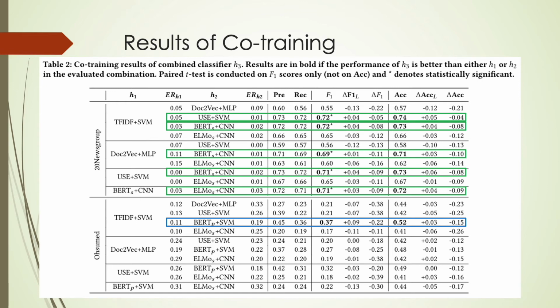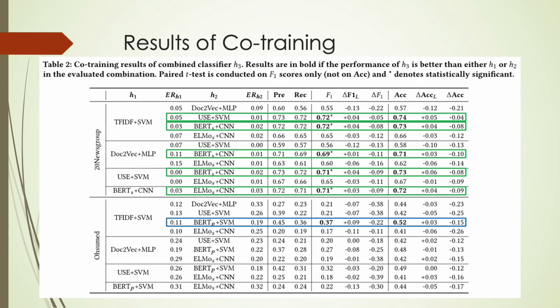Accordingly, delta F1 denotes the difference between H3's F1 score and the upper bound, which is the F1 score of the better classifier among H1 and H2 trained with 100% training data. We also list the error rate of H1 and H2, which is the rate of wrong predictions made by weak classifiers when adding documents to the training set L. Those highlighted in boxes are those with positive delta F1L.